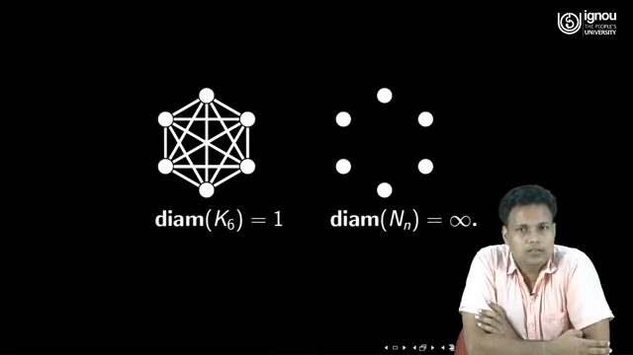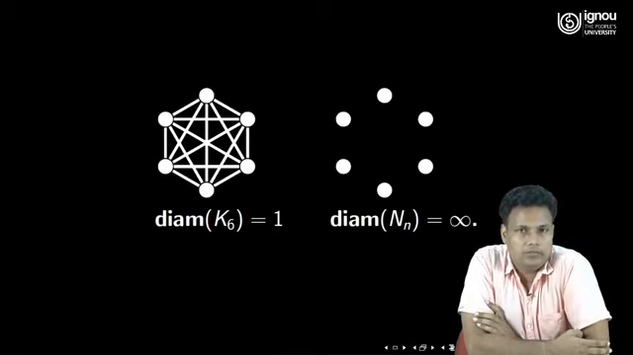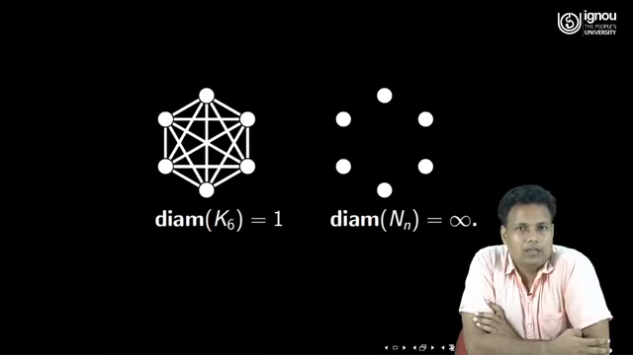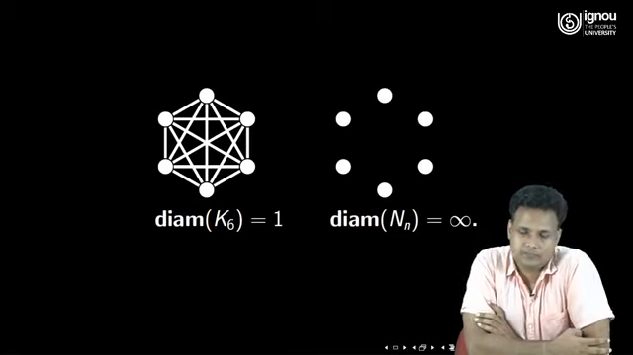On the other hand, you can see that the diameter of a null graph is infinite. And in fact, if the graph is disconnected, its diameter would be infinite, because if it is disconnected, it would have at least two vertices at infinite distance, right?